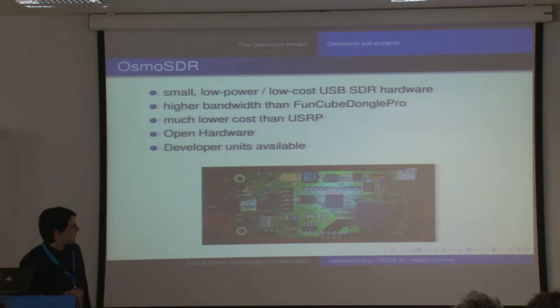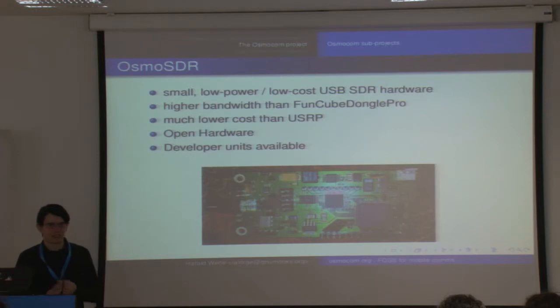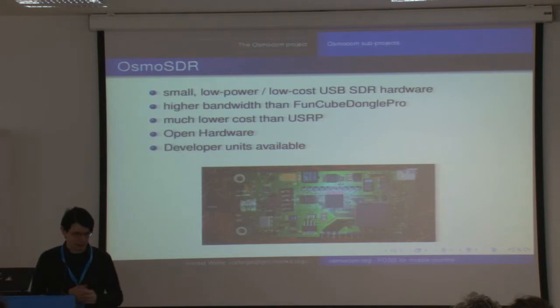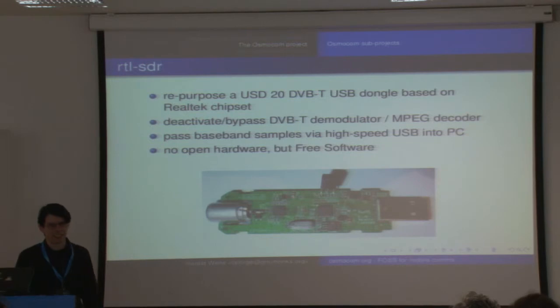Now, another part of our work is also to work on hardware. The picture is not very clear, unfortunately. My apologies for this. One project that we started is called Osmo SDR, which is actually a hardware project about a small, low-power, low-cost USB software-defined receiver. It has higher bandwidth than other similar inexpensive small USB receivers and much lower cost than others, like the USRP, where you have to pay like $800 or so. Open hardware developer units are available at this point. The project is unfortunately stuck a little bit because this was discovered, the RTL SDR.